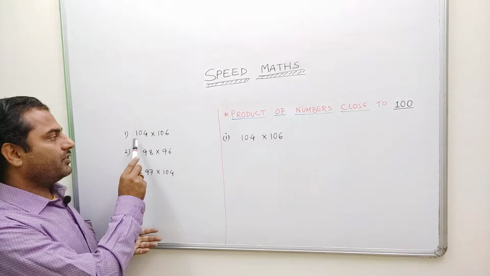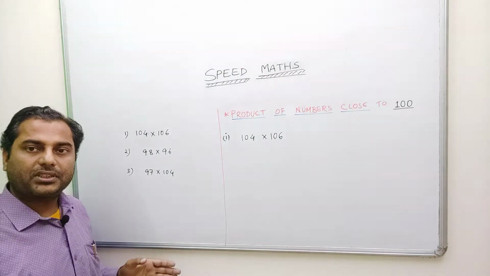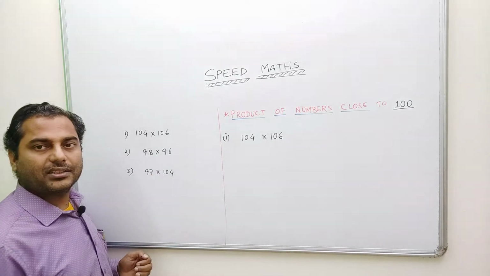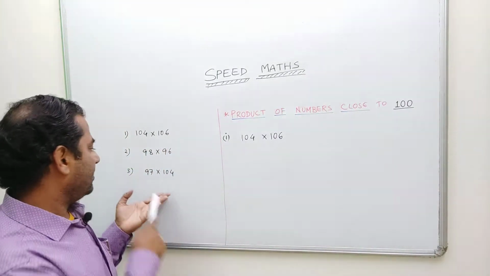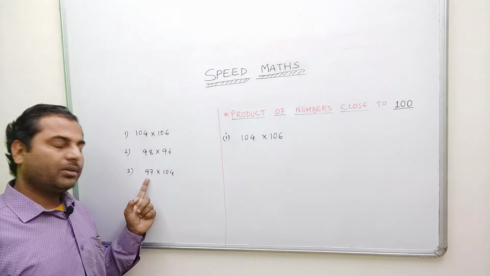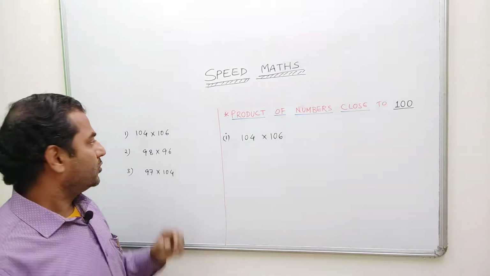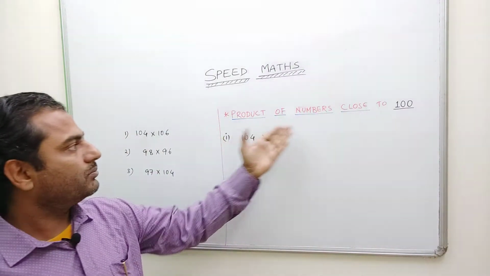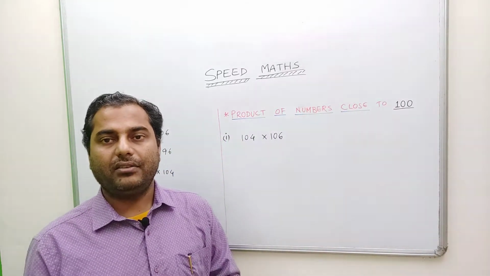As you can see, in the first case it is 104 into 106. Both the numbers are more than 100. In the second case it is 98 into 96. That means I have taken both the numbers which are less than 100. And in the third case it is 97 into 104. In this case one number is less than 100, whereas the other number is more than 100. So there will be only three possibilities for the product of two numbers which are closer to 100. So let's begin one by one.